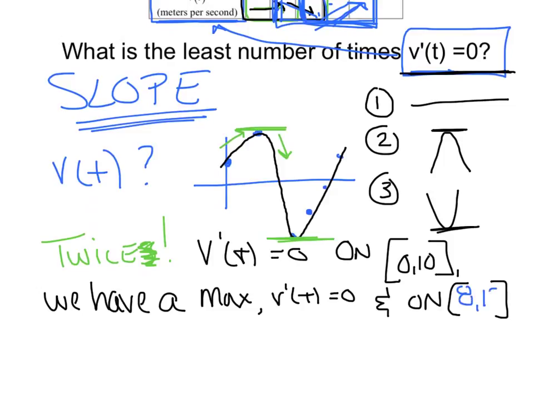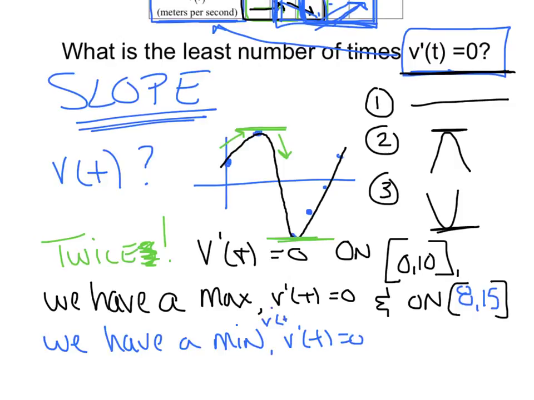Okay, make sure you can see the function has a min or a max. On the interval 8 to 15, we have a min. Okay, and again, you can say, so v prime of t has to equal 0. How do you know you have a min? You could say v prime of t changed from negative to positive. Here we could say we have a max because v prime of t changed from positive to negative. Okay, say whatever it takes.